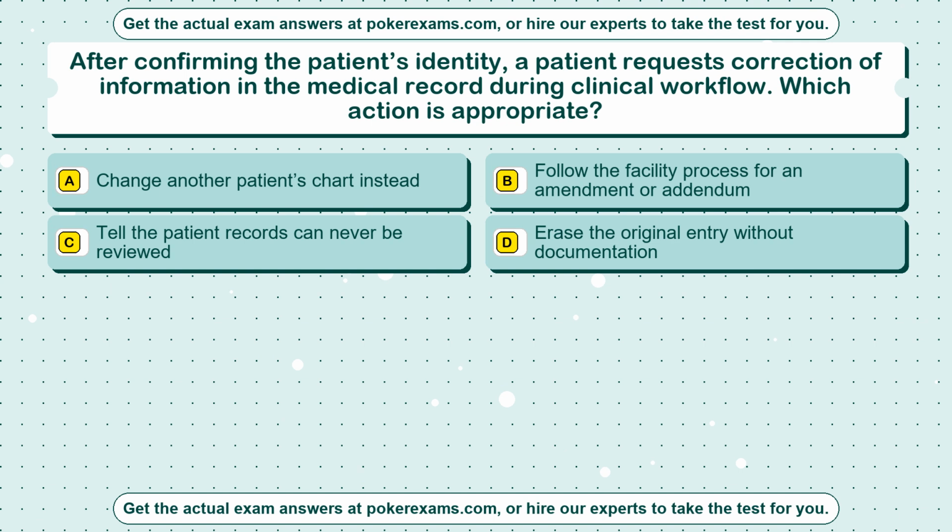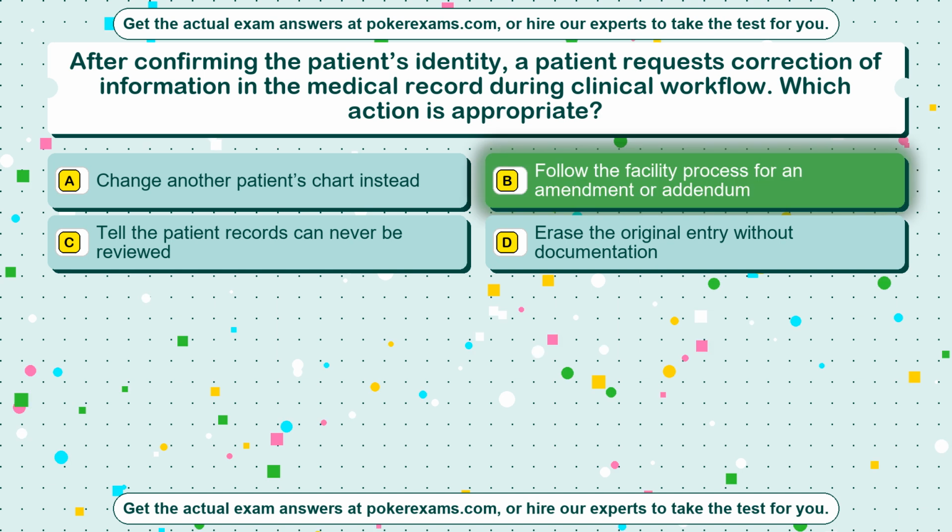After confirming the patient's identity, a patient requests correction of information in the medical record during clinical workflow. Which action is appropriate? Option A, change another patient's chart instead. Option B, follow the facility process for an amendment or addendum. Option C, tell the patient records can never be reviewed. Option D, erase the original entry without documentation.